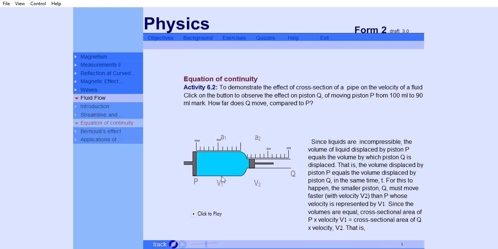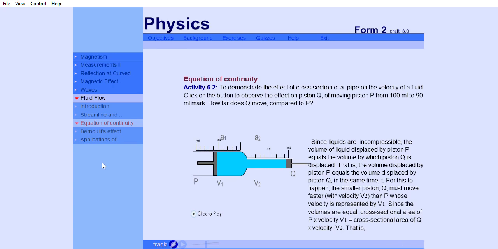Equation of continuity. To demonstrate the effect of the cross-section of a pipe on the velocity of a fluid, click on the piston P and push it from the 100 milliliters to the 90 milliliters mark and note your observations. Compare your observation with the following.